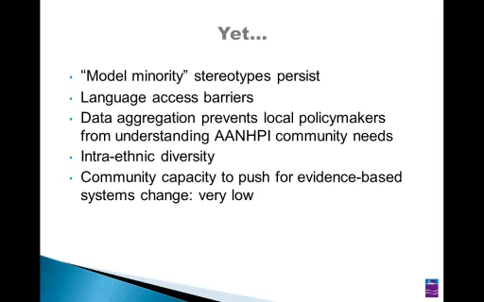Also, as you can see from the first bullet point, there is a model minority stereotype that perhaps members of our community do not need any assistance, and this is a stereotype we're working hard to reverse. Of course, there is language access for newer immigrant parts of our community. Language access is a very serious barrier. And as I mentioned earlier, both intra-ethnic diversity and data aggregation are sometimes preventing local officials and local health providers from understanding the varied needs within this community.